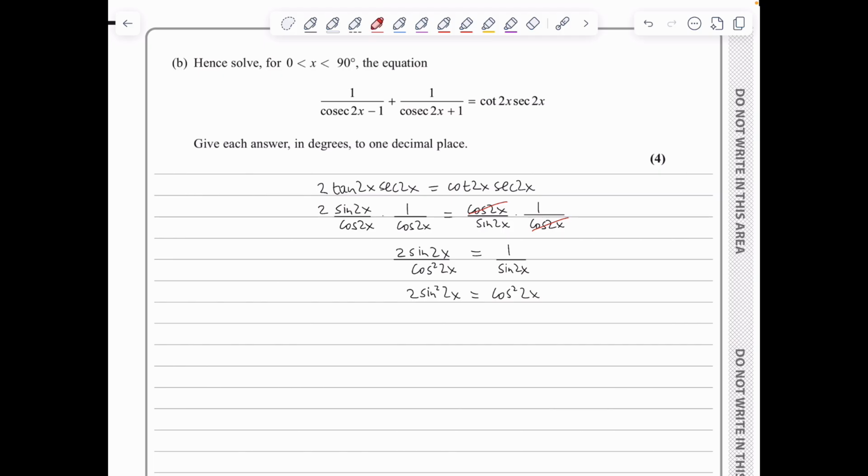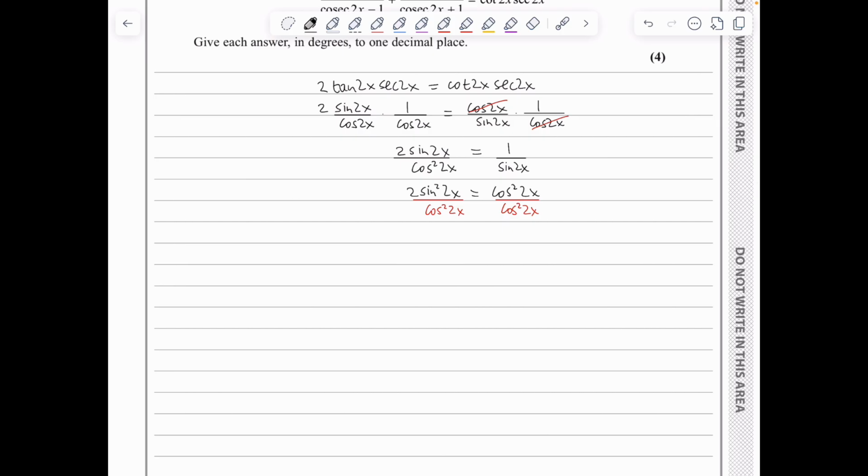And I will then proceed by dividing both sides by cos squared 2x. This will give me a tan squared 2x term on the left hand side. So we're looking at 2 tan squared of 2x being equal to 1, and therefore tan squared of 2x is equal to a half. I will proceed by taking the square root of the half. So we either have tan of 2x being equal to the square root of 1 over 2, or alternatively, we've got tan of 2x being equal to the negative square root of 1 over 2.